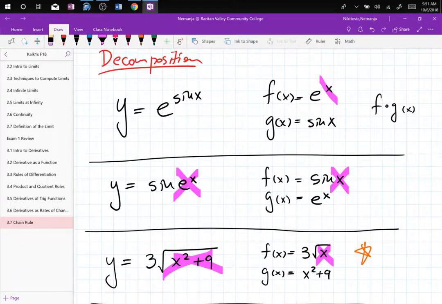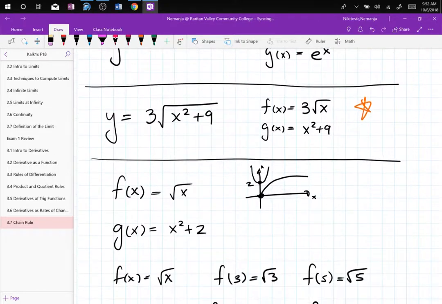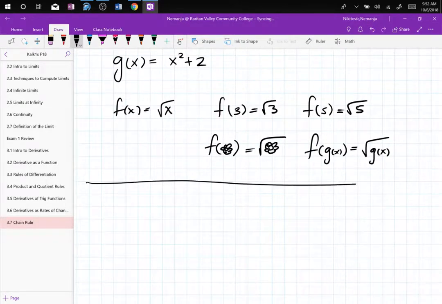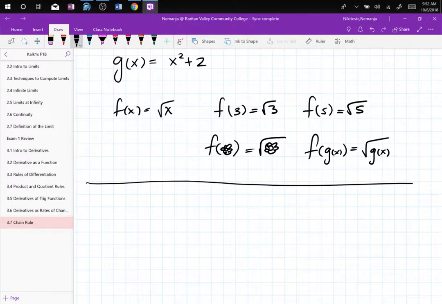So, obviously every problem is doing this, so we'll have plenty of practice to decompose. Good. So finally, we can do some chain rule.